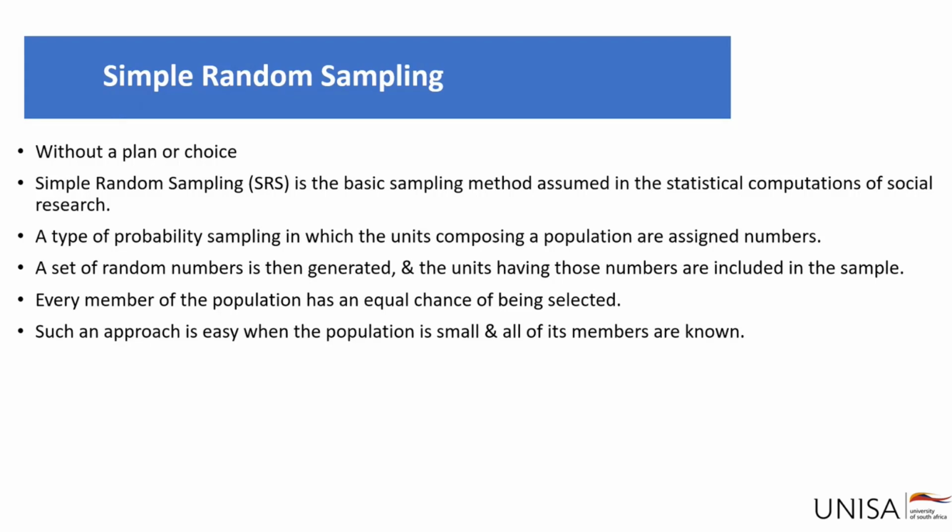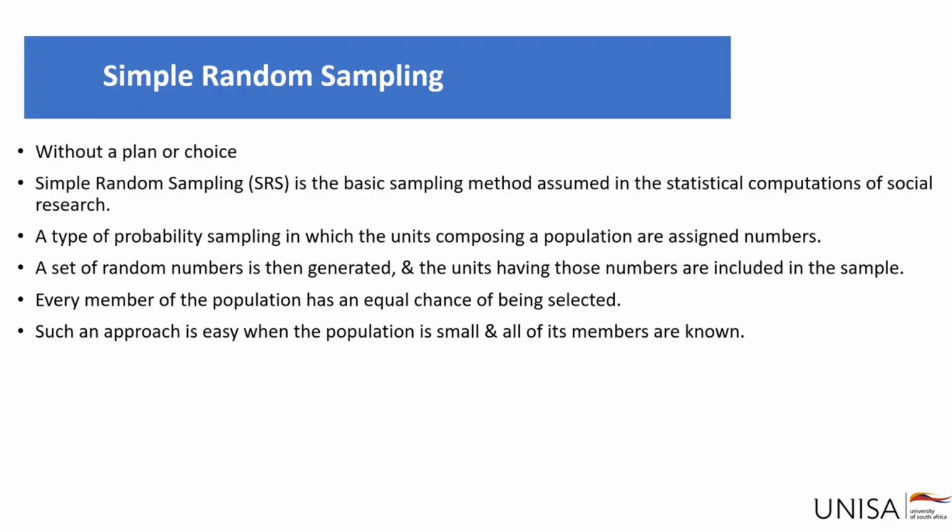It's a type of probability sampling in which the units composing a population are assigned numbers. So as you walk around the population, perhaps you put a number, and when you go home, you simply say, okay, I've got 20,000 SMMEs in this area, and number 10, number 50, number 200, you select them randomly. So a set of random numbers is then generated, and the units with those numbers are included in the sample. So you just pick names and then you put numbers on them and you can select them. So every member of the population at this level has an equal chance of being selected.